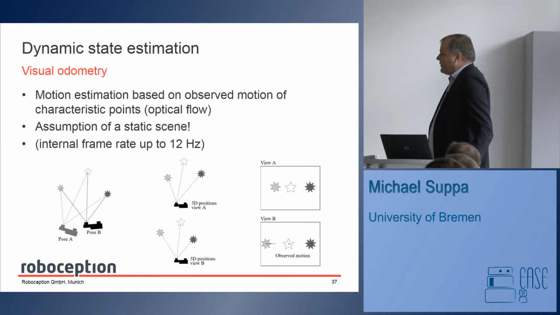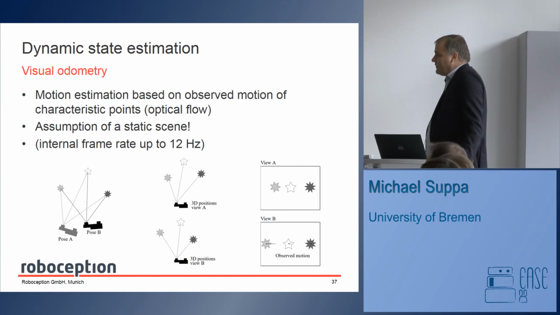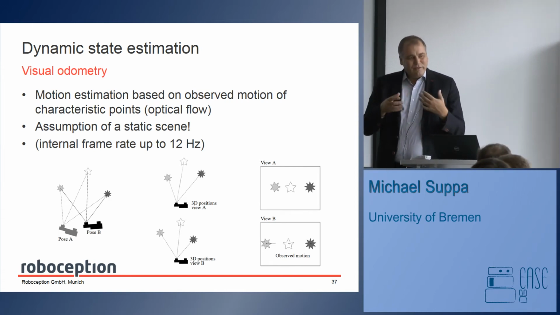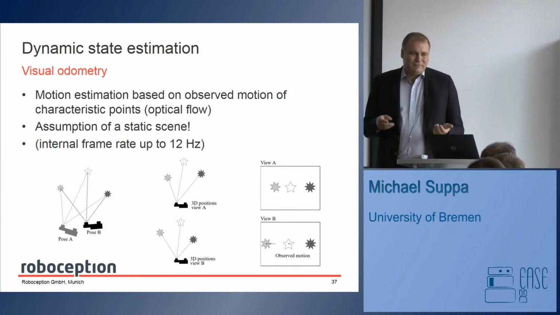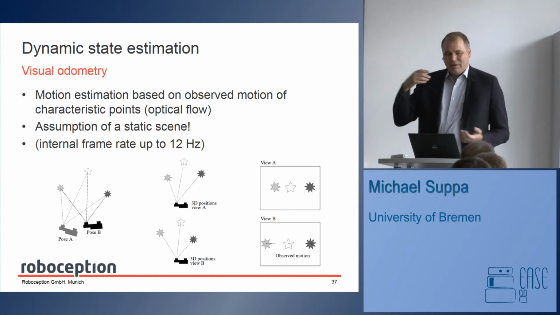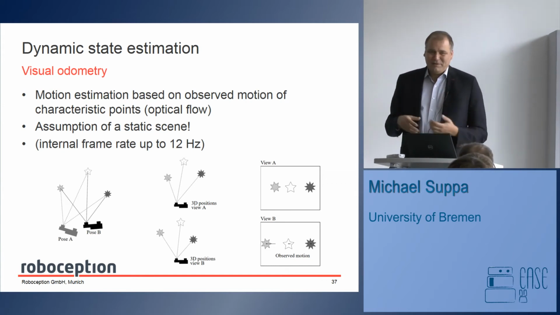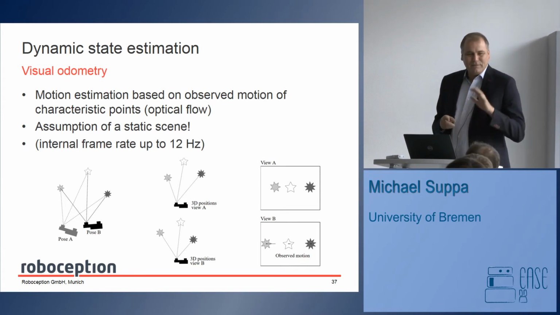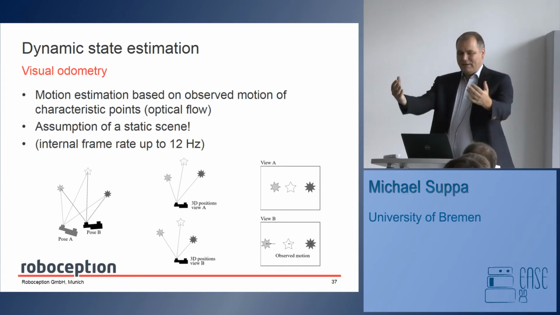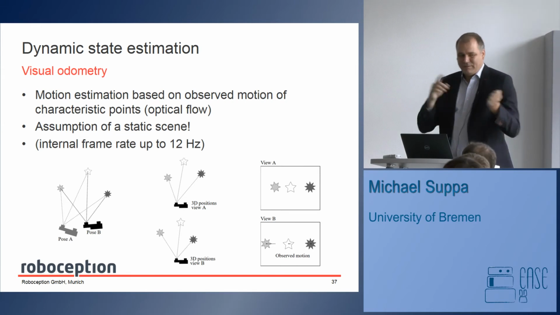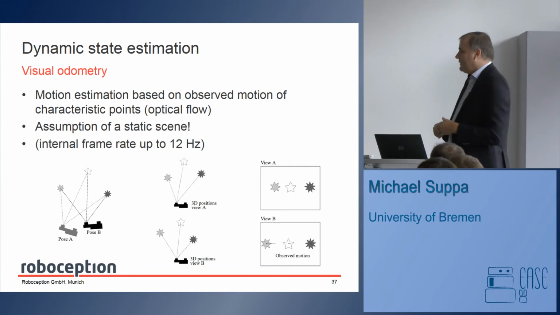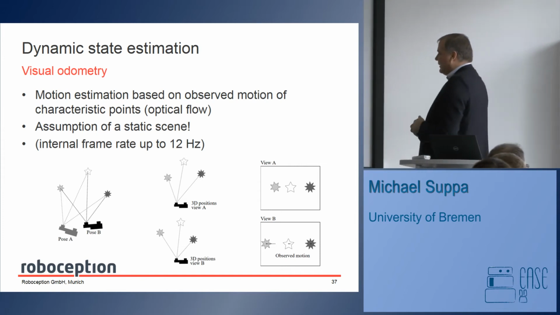It's based on the observed motion of characteristic points, and the assumption is a static scene. If you have a completely moving scene, that doesn't work. So either move the camera or move the scene, but probably don't move both. If you have some slight movement in the scene, it doesn't matter so much. But if I'm standing in the full image and dancing around, that of course is a problem, because all the features move.